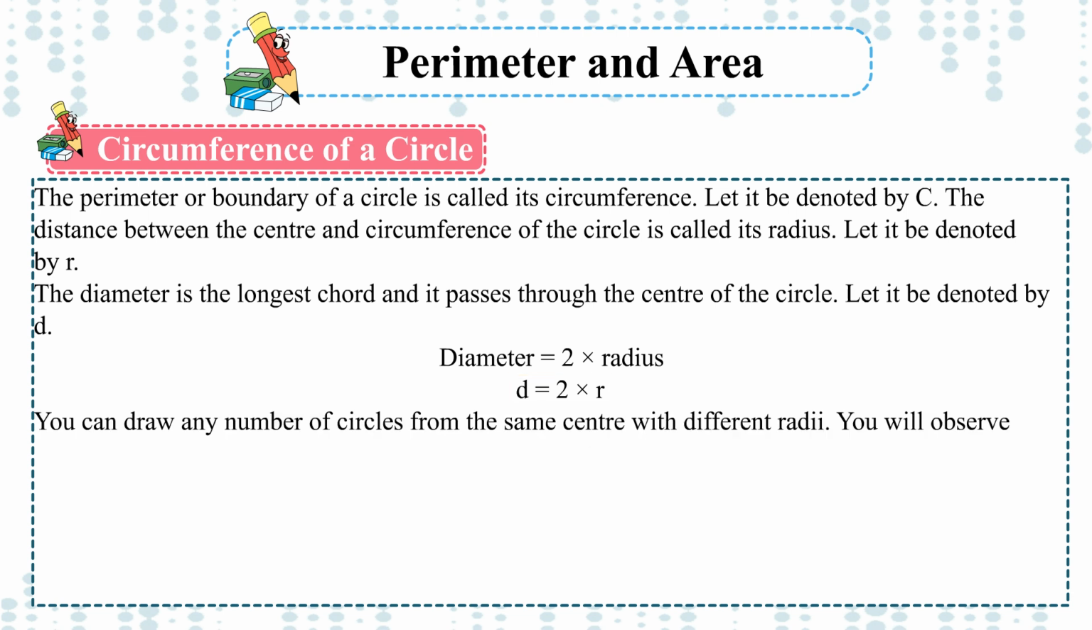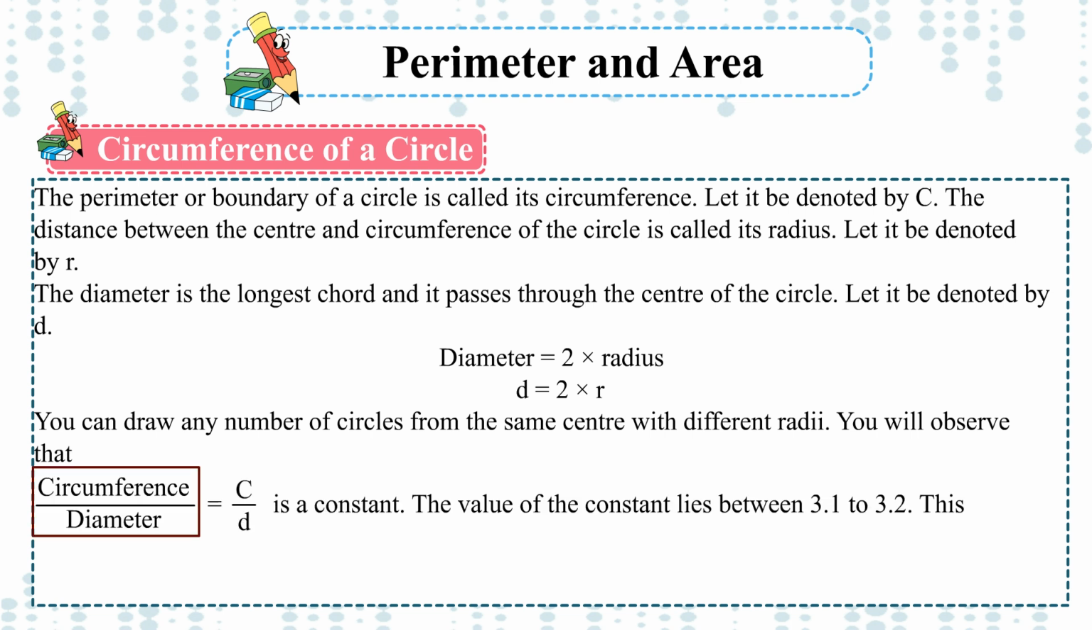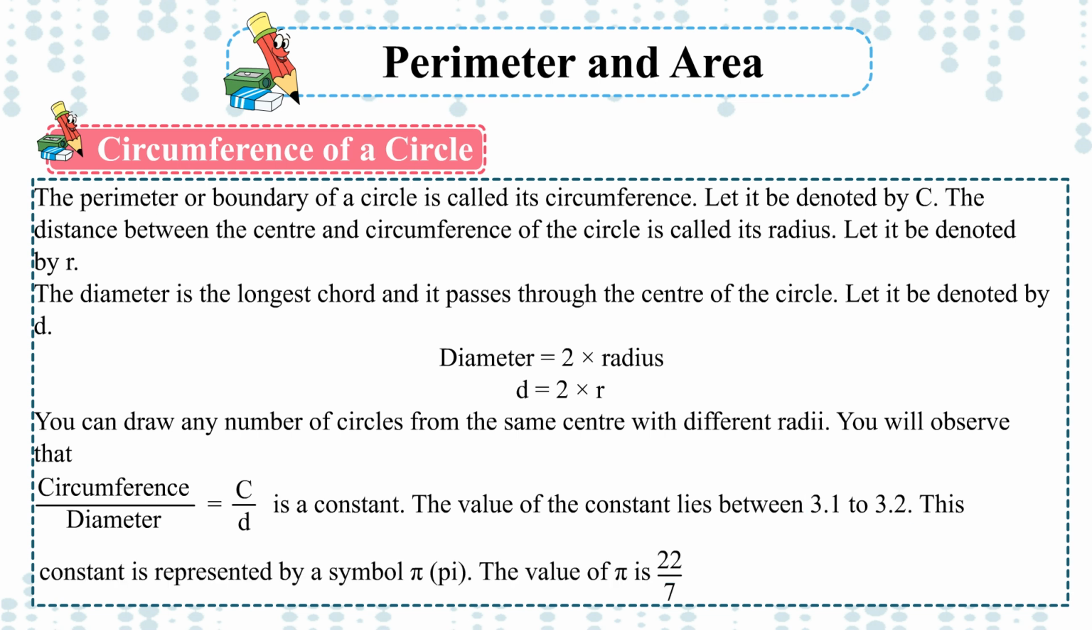You can draw any number of circles from the same center with different radii. You will observe that circumference upon diameter, C upon D, is a constant. The value of the constant lies between 3.1 to 3.2. This constant is represented by a symbol pi. The value of pi is 22 upon 7.